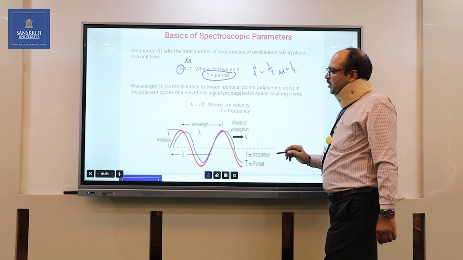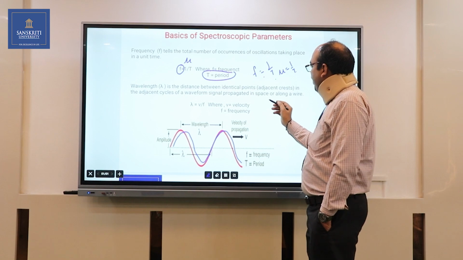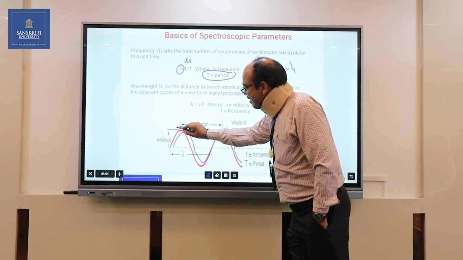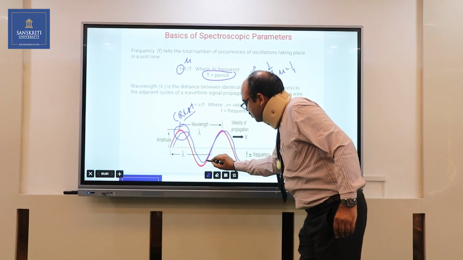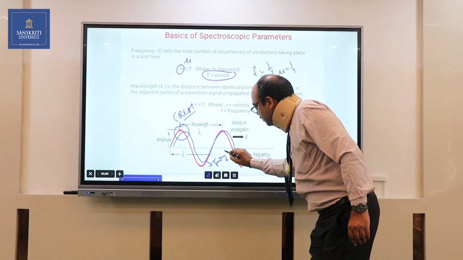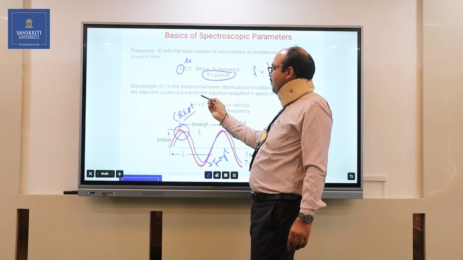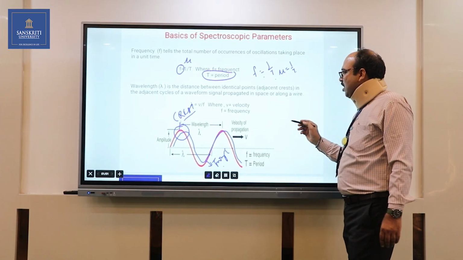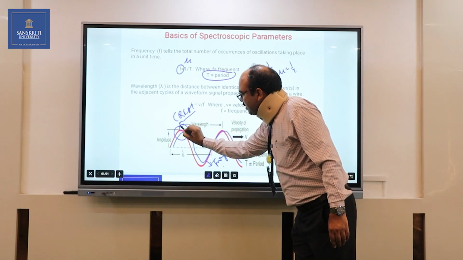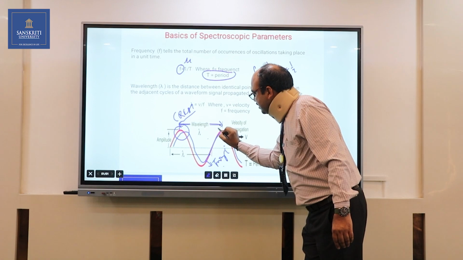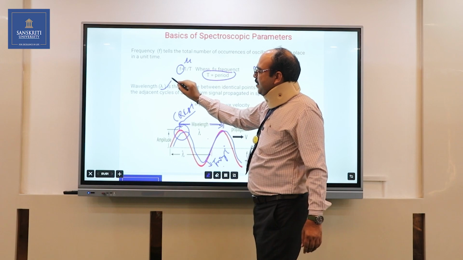Another important thing is the wavelength. Wavelength is the distance between identical points. This is the crest region, and this is the next one; this is called the trough. So it is the distance between identical points, the crests in adjacent cycles of a waveform signal propagated in space along a wire. So the distance between two consecutive crests is called the wavelength, and it is represented by lambda.